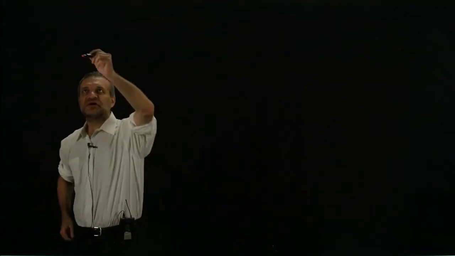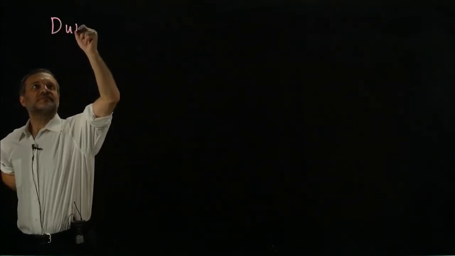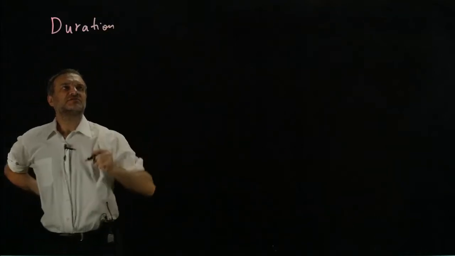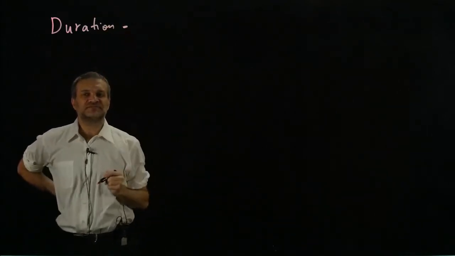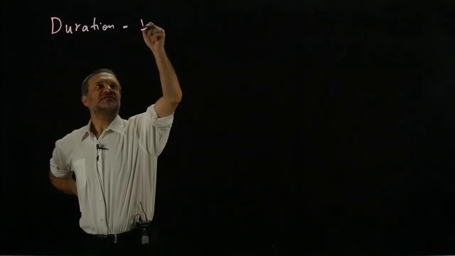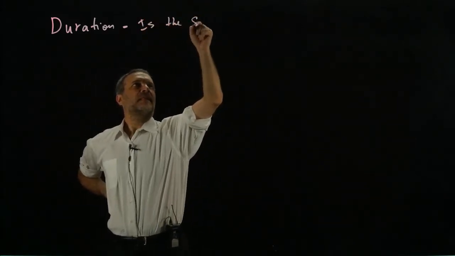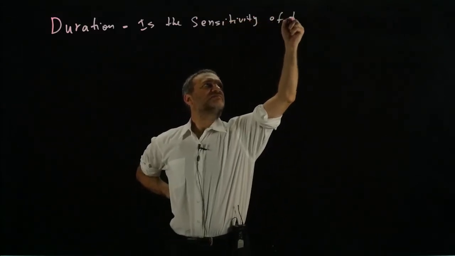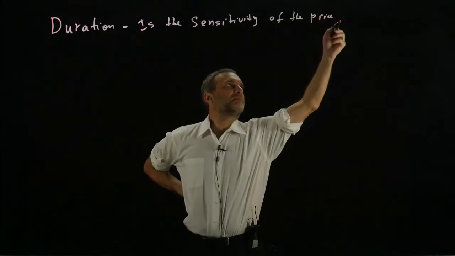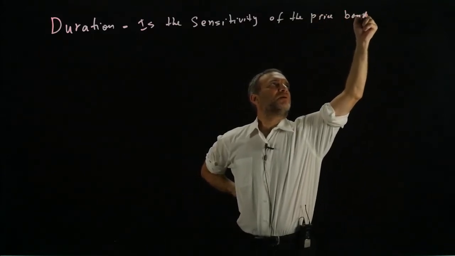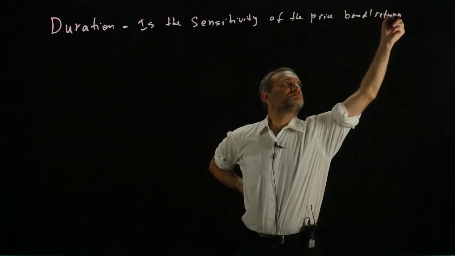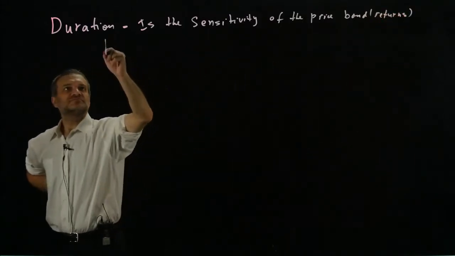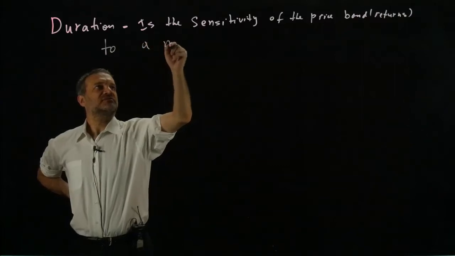What we're going to do today, we're going to talk about duration, and then maybe talk about convexity. So let me first start with duration. What is a duration? So duration, by definition, is a sensitivity of the price of the bond, or rather returns, to a move in a yield.